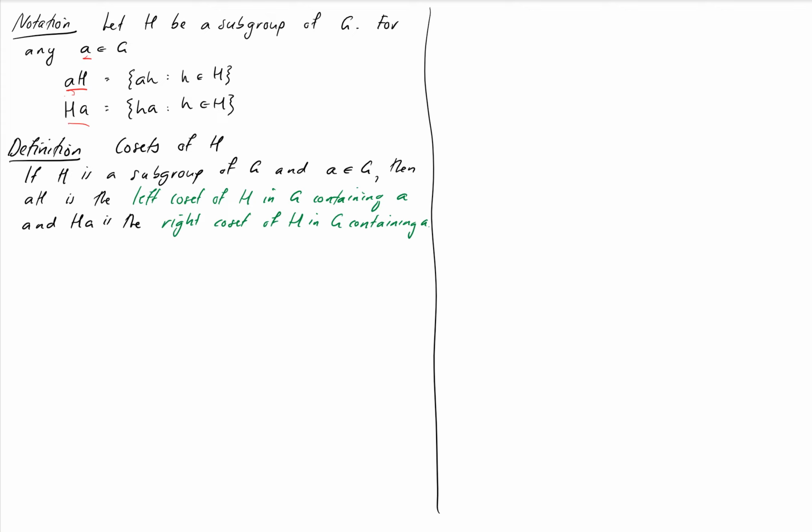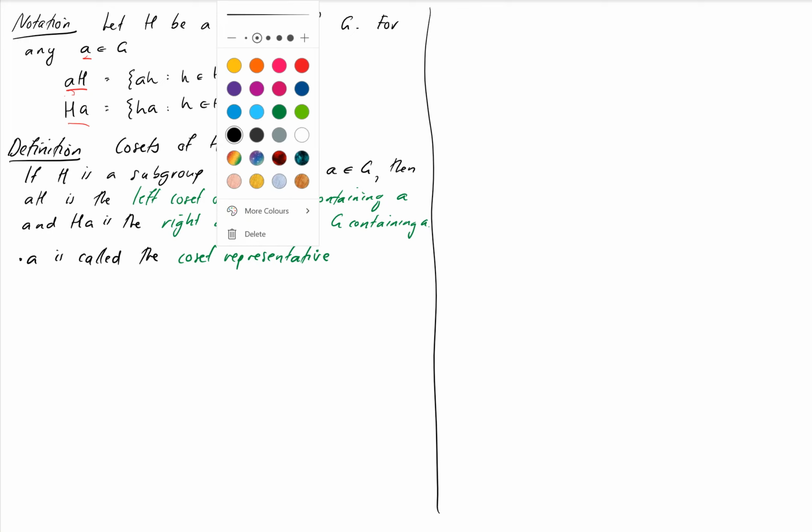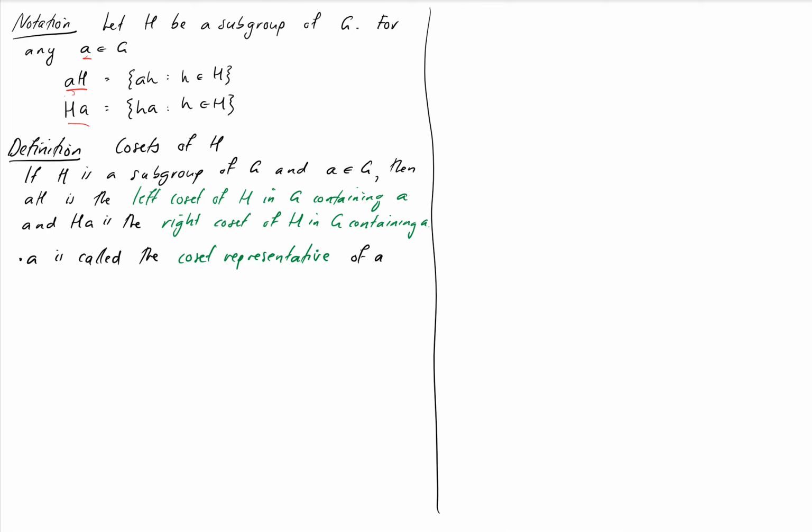Okay, so this a also has a special name. a is called the coset representative of aH, sometimes called the coset leader, of aH, or Ha if you like.